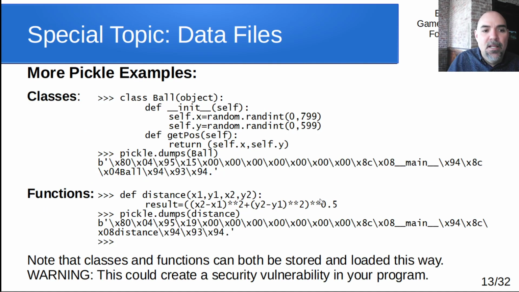All right, Pickle can also encode classes, and it can encode functions, which is a little bit weird to think about. In this case, we're actually pickling code. So we can take this code for this object and pickle that. If we unpickled it, we'd get the class back out, and we could use that class to make things. Or we could take the code for this function, this distance function, and pickle that. And we could unpickle that and get it back if we wanted to.